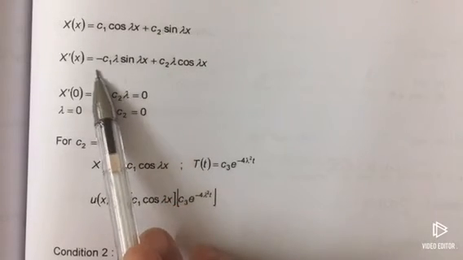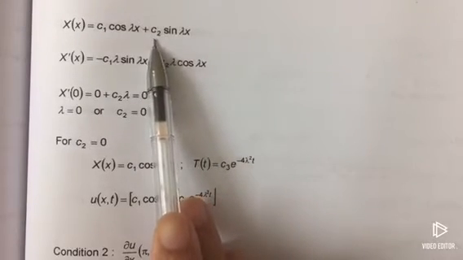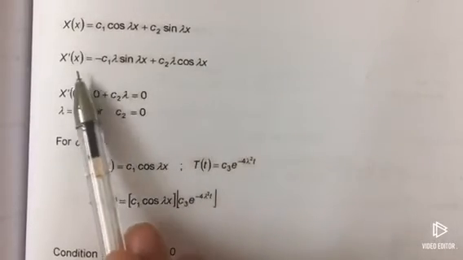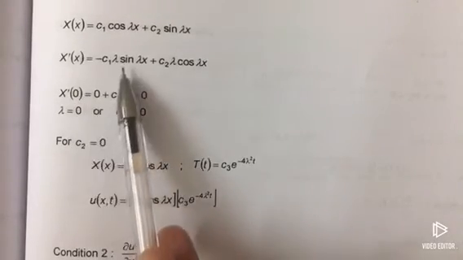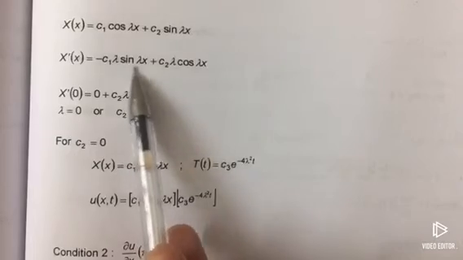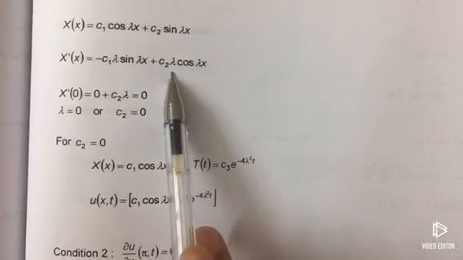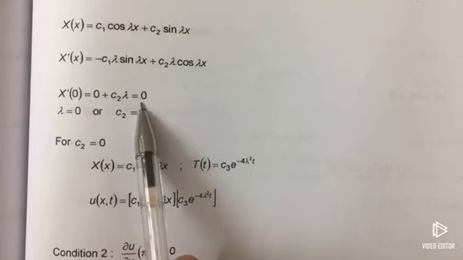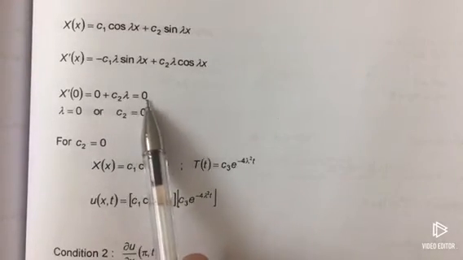Differentiating, C1 cos(lambda x) becomes negative C1 lambda sin(lambda x), plus the derivative of C2 sin(lambda x), which is C2 lambda cos(lambda x). Then substitute x by 0 in X prime. Sin 0 equals 0, cos 0 equals 1. So we get C2 lambda equal to 0 from the given X prime(0) equals 0.